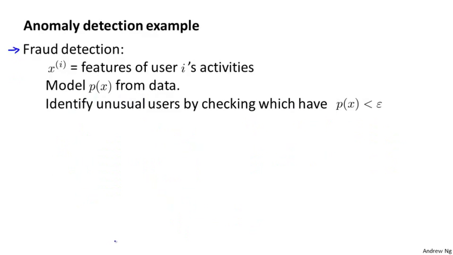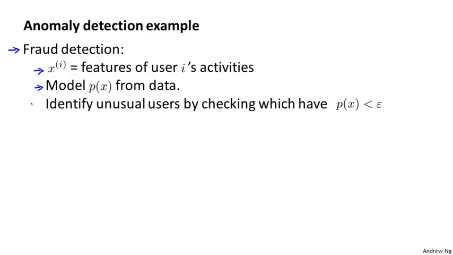Perhaps the most common application of anomaly detection is actually fraud detection. If you have many users, and if each of your users take different activities, maybe on your website or in a physical plant or something, you can compute features, xi, of the different users' activities. And what you can do is build a model to say, what is the probability of different users behaving different ways? So what is the probability of a particular vector of features of a user's behavior?